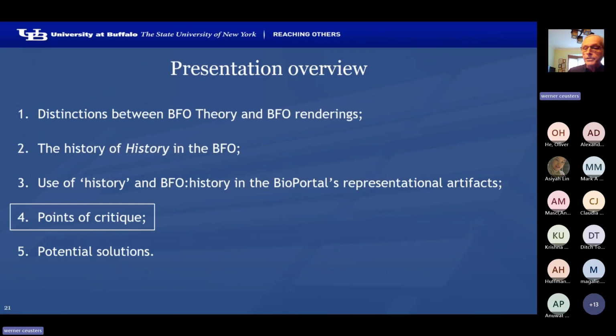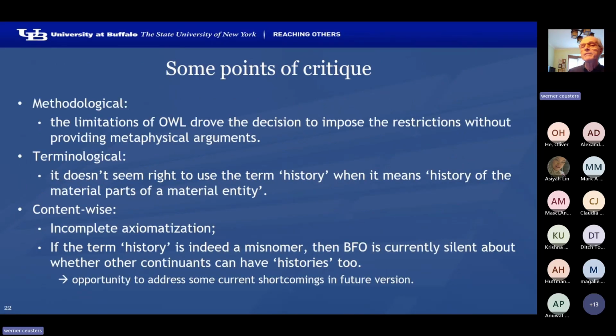So what are my major points of critique? One is methodological. I think it is absolutely not acceptable that the limitations of a representation language drive a decision to impose restrictions without providing further metaphysical arguments. There is, of course, a terminological issue. It doesn't seem right to use the term history when it means history of the material parts of a material entity. Content-wise, there is a problem of incomplete axiomatization. Now, that is everywhere a little bit in the BFO, but it is explicitly important here for history.